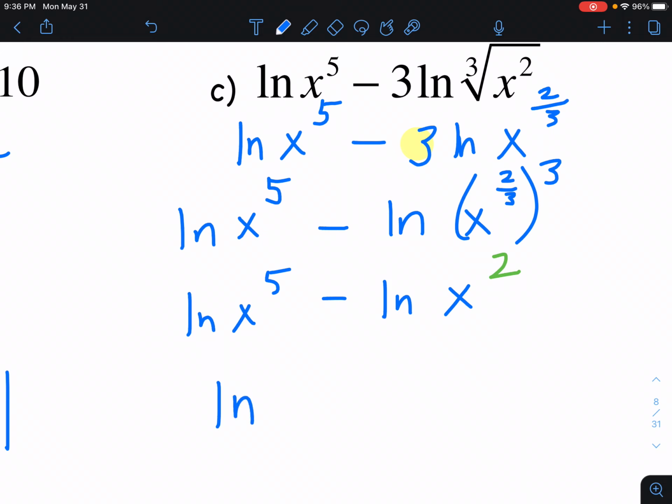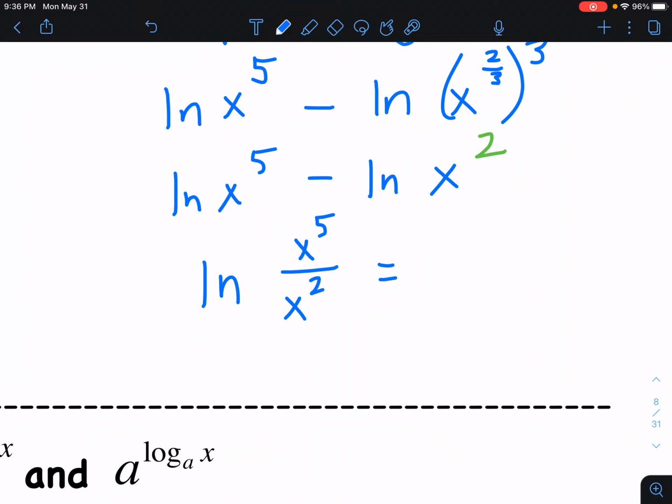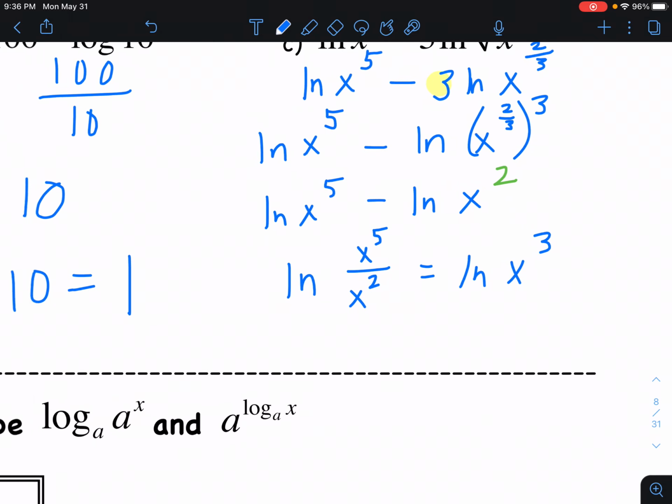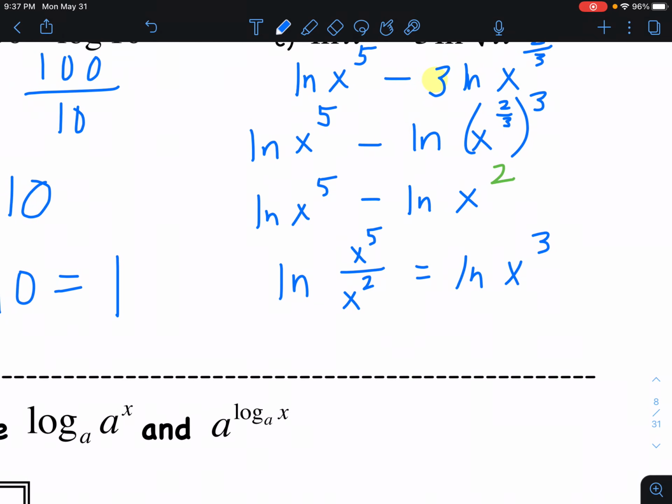So we can say ln of x to the 5th, excuse me, let me erase that. Make the fraction, and it would be x to the 5th divided by x to the 2nd. And then we can go one step further here. We can simplify x to the 5th divided by x to the 2nd. We have exponent rules here, so we can subtract to get ln of x to the power of 3. Then finally, that's our answer. We have now condensed it as a single log.